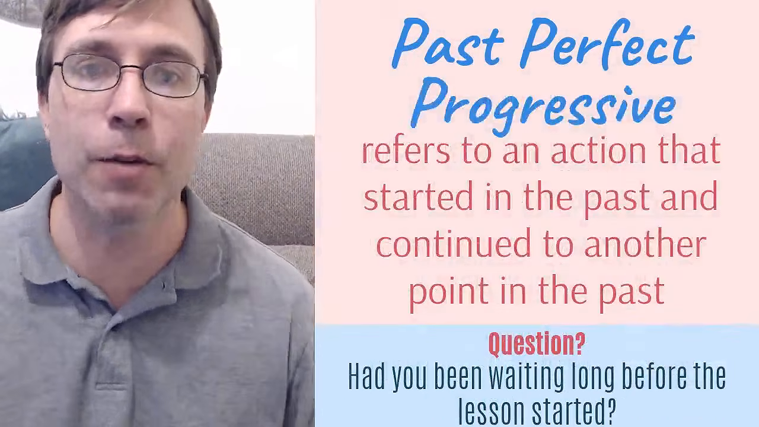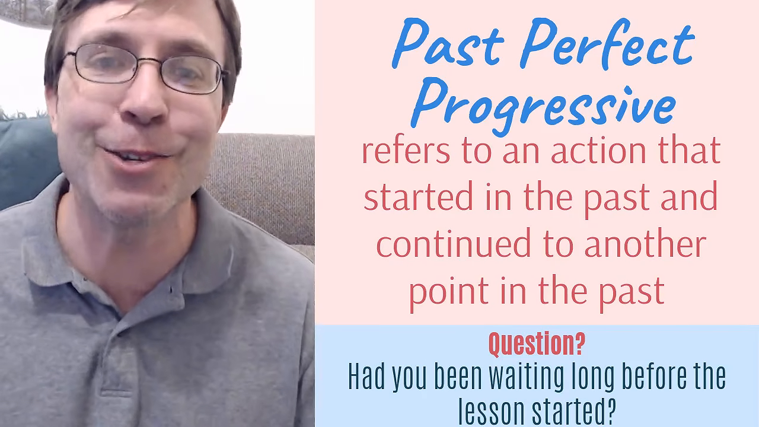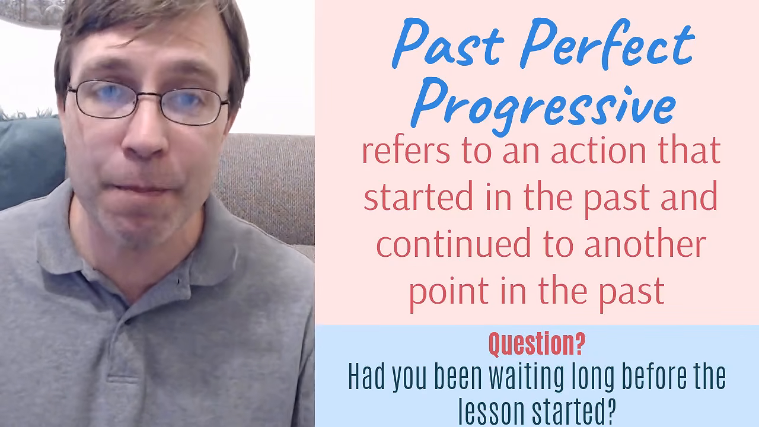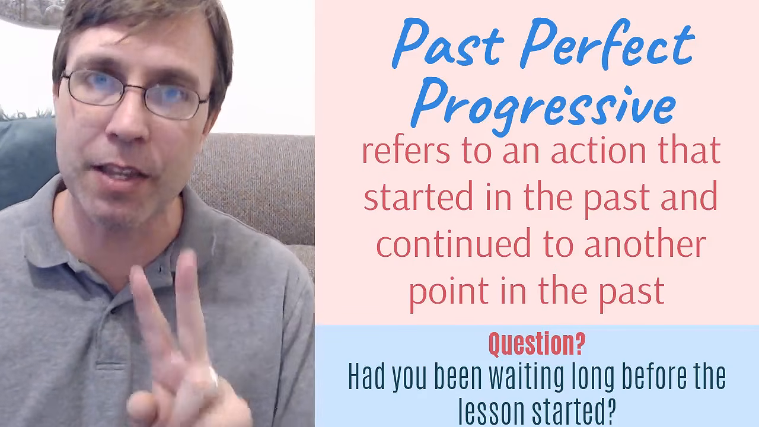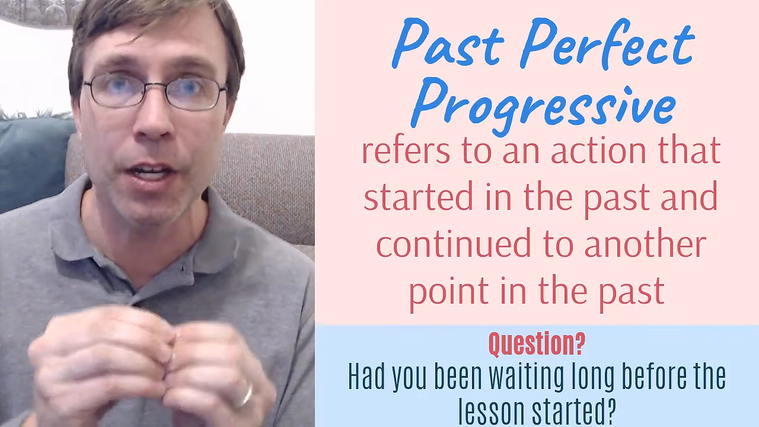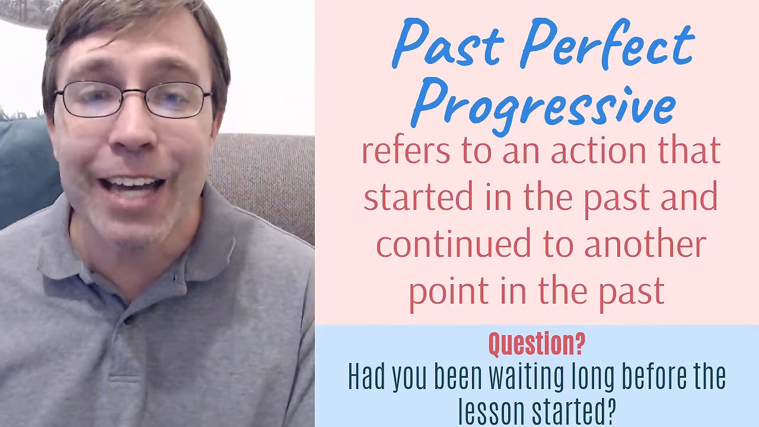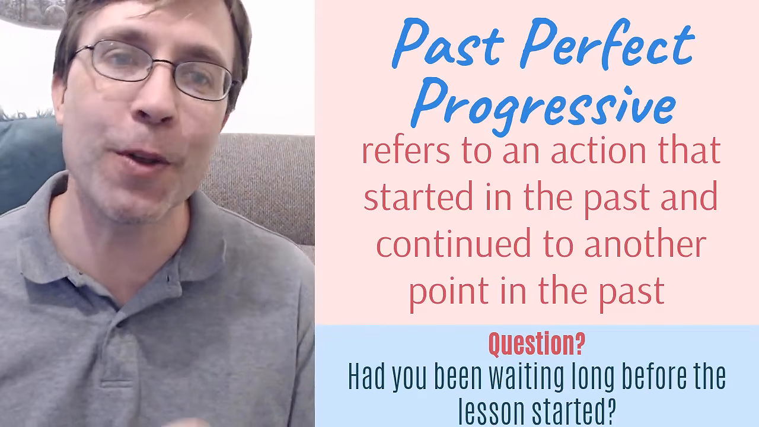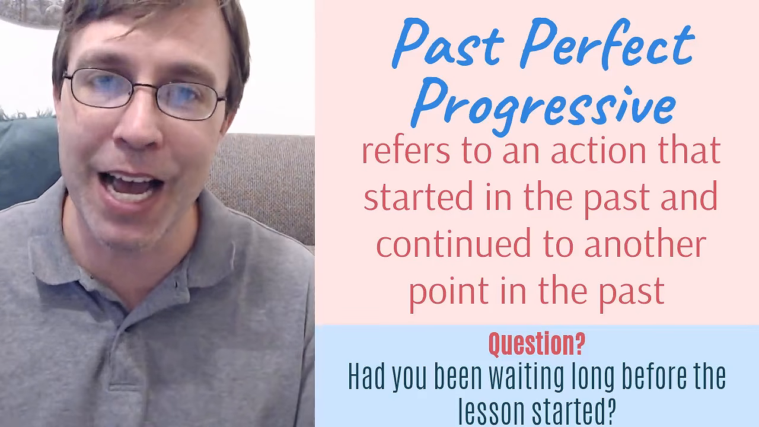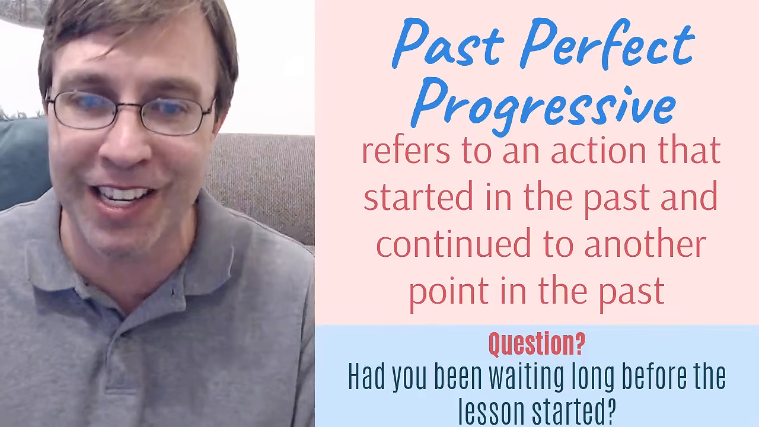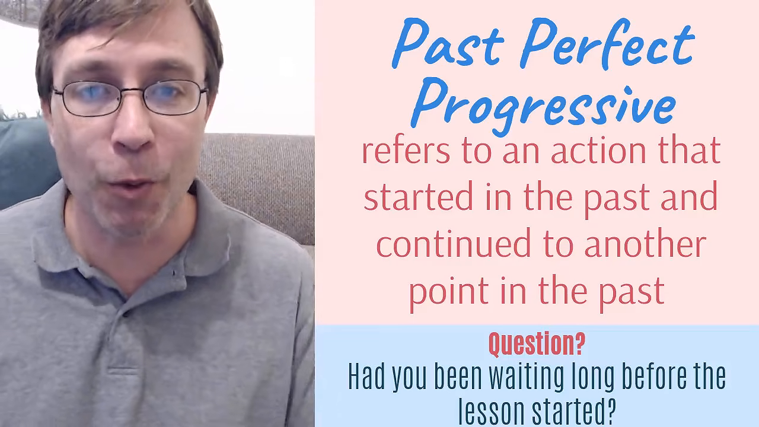Let's look at the next verb tense, which is the past perfect progressive. Okay, now we're really getting into it. It refers to an action that started in the past and continued to another point in the past. So remember, two events in the past, but the one continued to that other event. All right, so I could ask you a question. Had you been waiting long before this lesson started? Okay, so again, give me an answer using the past perfect progressive. I had been waiting for what? What amount of time before the lesson started?